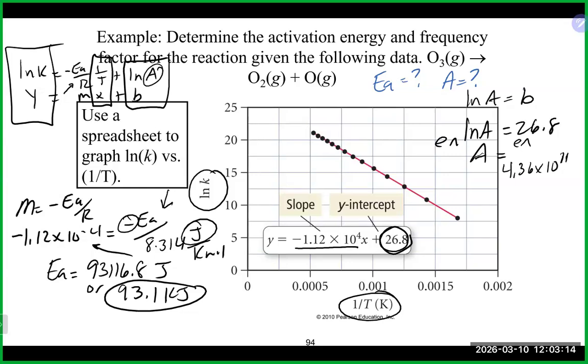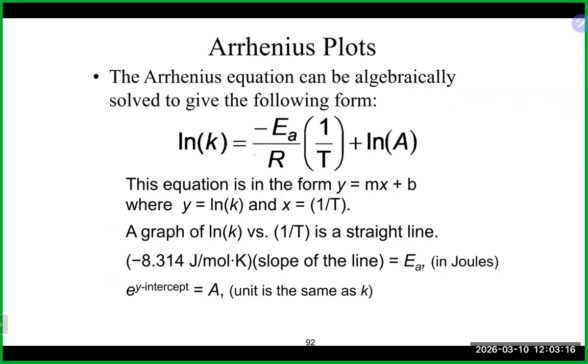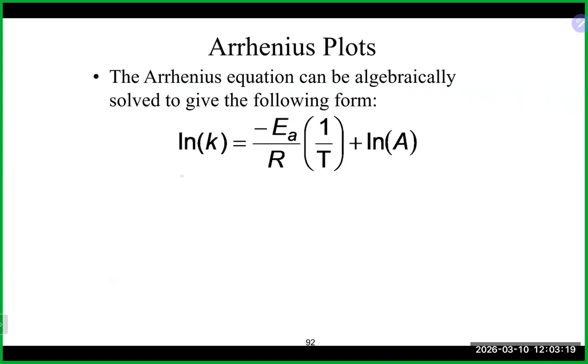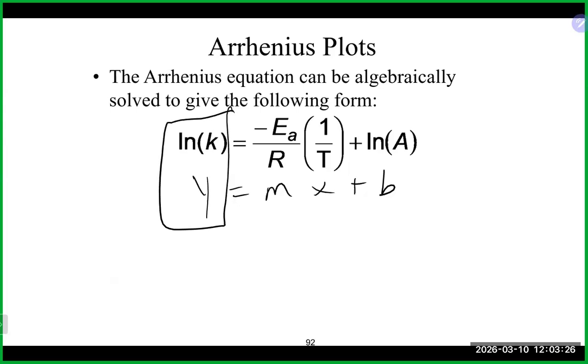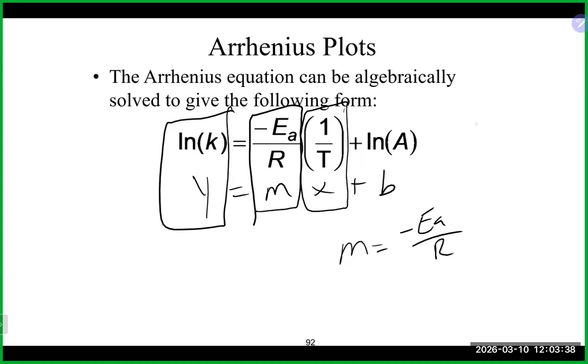Yeah. So going back to this equation, it is in the form of y equals mx plus b, which gives us that straight line. What's plotted on the y is the natural log of k, and what's on the x is 1 over the temperature. That means the slope of that straight line will equal minus E of A, which is the activation energy, over R. R is the gas constant, and in this case we're using this version of it.